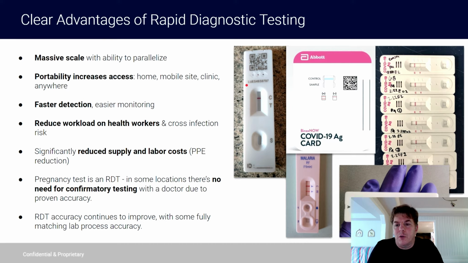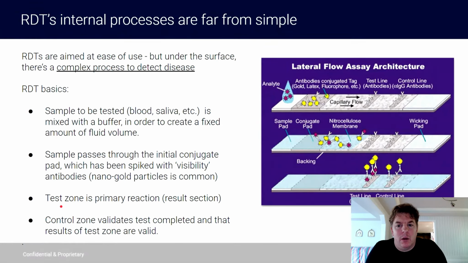So over here I've got just some different RDTs. So this is COVID and COVID, and a couple of malaria ones as well. One thing to point out that while a lot of people are not familiar with RDTs proper in terms of malaria, etc., you probably are familiar with pregnancy tests, and that is of course an RDT. And the accuracy of pregnancy tests is such that your doctor pretty much will not require a lab test if you have taken an at-home pregnancy test. The accuracy is there, that there's no need to repeat it with a laboratory process. So as I mentioned, RDT accuracy is continuing to improve, and some of them already currently fully match lab processing accuracy.